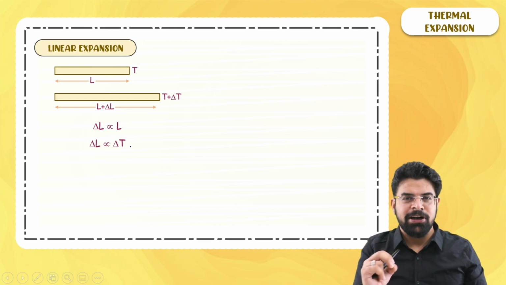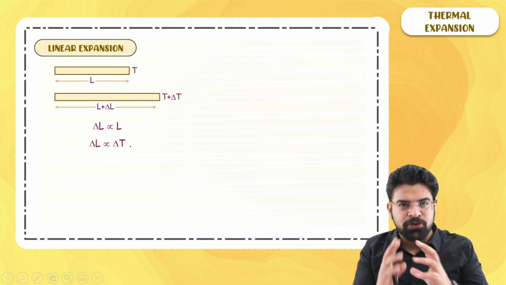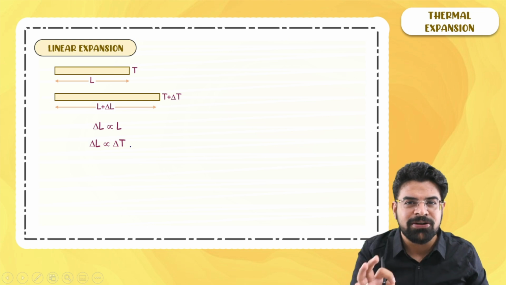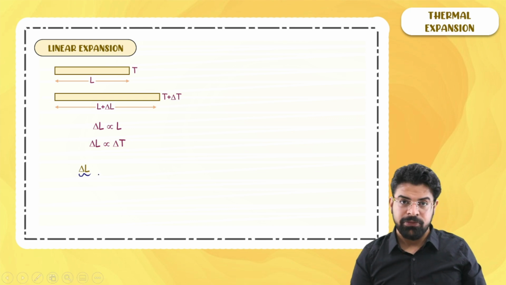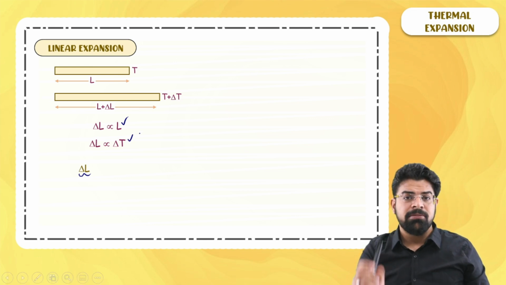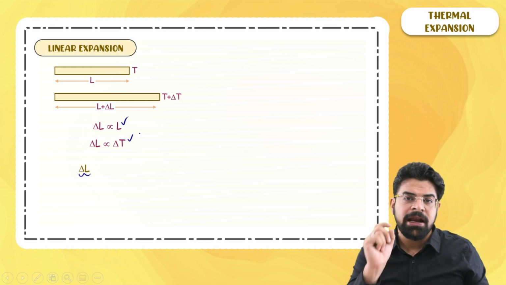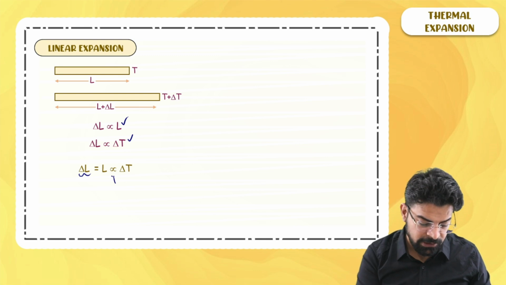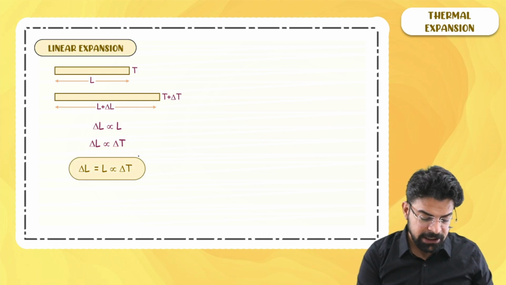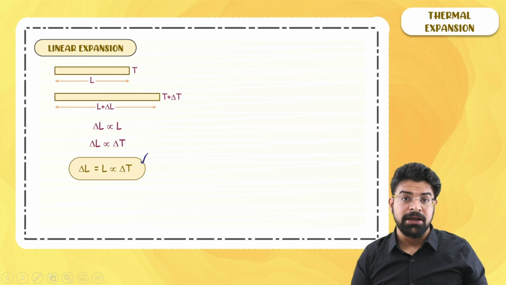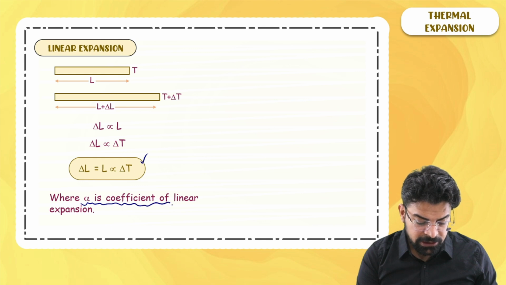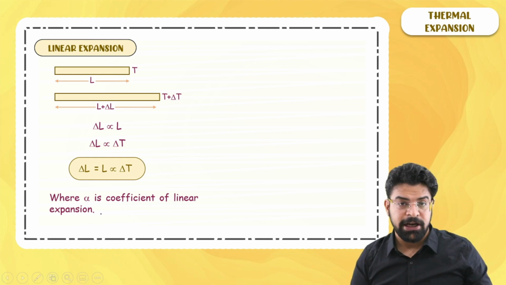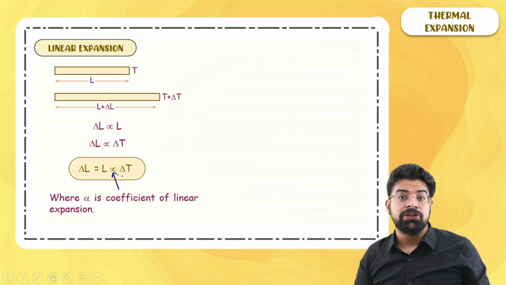Every time in this world physicists find some proportionality, they add a proportionality constant and make an equation out of it. And they say the change in length equals the original length times the change in temperature multiplied by a proportionality constant, and here we call that proportionality constant alpha. So we say the change in length equals L alpha delta T. This will be the change in length. Here alpha is called the coefficient of linear expansion.